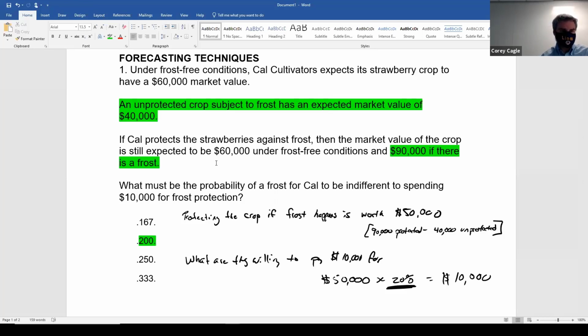So 40,000 if we say, who cares, let's roll the dice. 90,000 if we say, yeah, let's protect this thing in the fall. So it all comes down to how certain do we think the frost is going to happen. If we're 100% sure, then that would be worth 50,000 to us to protect it. If we're 50-50, we would be willing to pay 25,000 for it. What are we willing to pay 10,000 for? A 20% chance. And how do we figure out that chance? I guess we have to rely on the weather folks on that. But yeah.